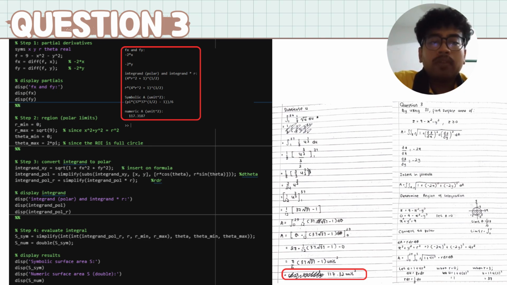Finally, I evaluate the double integral symbolically and numerically. MATLAB gave me both the exact symbolic result and the numeric value. The numeric answer matches the surface area I calculated manually, which confirms the script is correct. So, by breaking the code into 4 segments, derivatives, region, polar conversion, and integration, I made the process clear and systematic. This approach not only helps me understand the math, but also ensures my MATLAB output is consistent with the manual calculation.